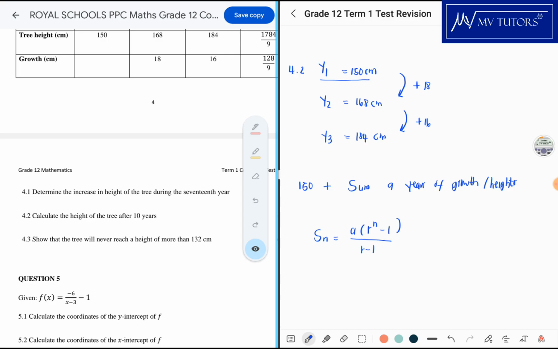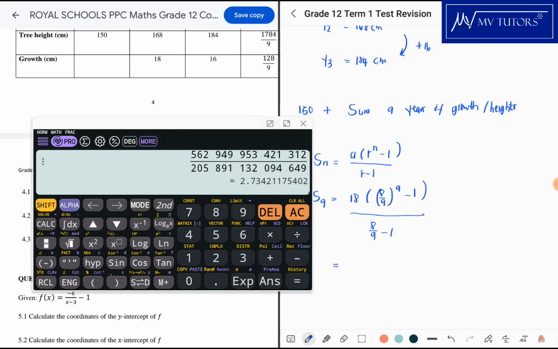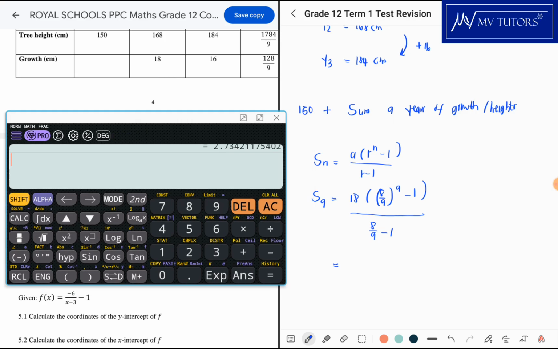Okay, let's go back, get the values that we need. So we know we're summing up the growth for 9 years. Okay, so our first term, we have it as 18. Our common ratio is 8 over 9. N would be 9 minus 1. And then we have 8 over 9 minus 1. So I would then put that into the calculator as it is and then solve it.